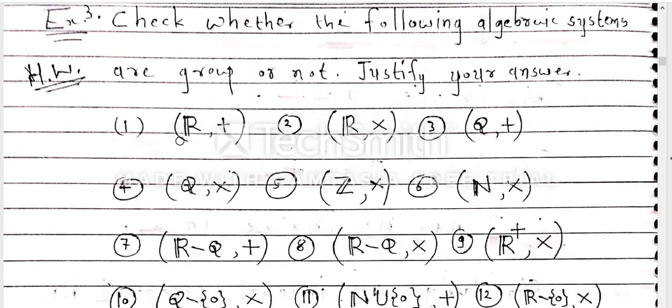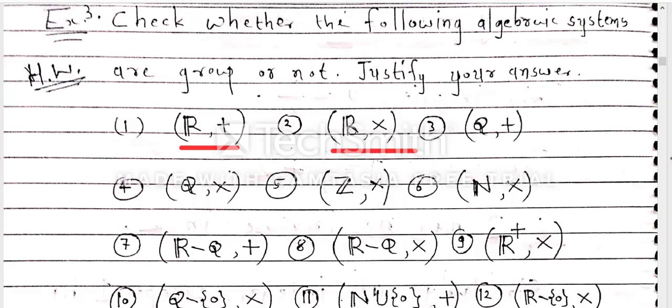These are other examples you can check. What about the set of real numbers with the addition operation? It is a group. As we discussed in example 1, we considered Z with addition, so the same argument will apply here. You can prove that the set of real numbers is a group with respect to the addition operation. What about the multiplication operation? Is the set of real numbers a group with respect to multiplication? You can prove that this is not a group.